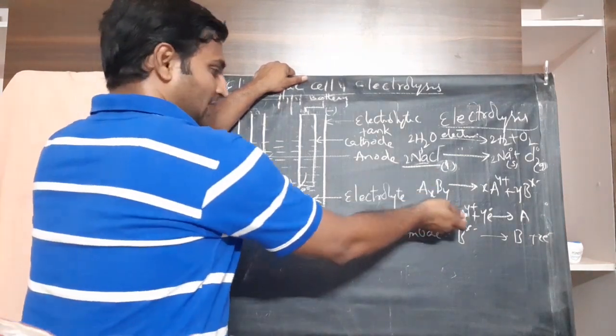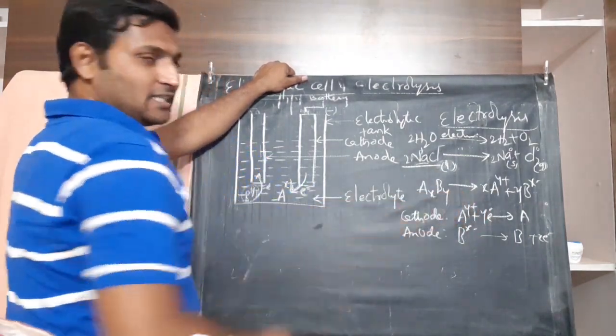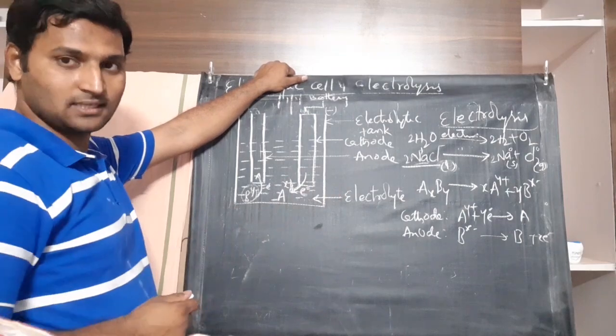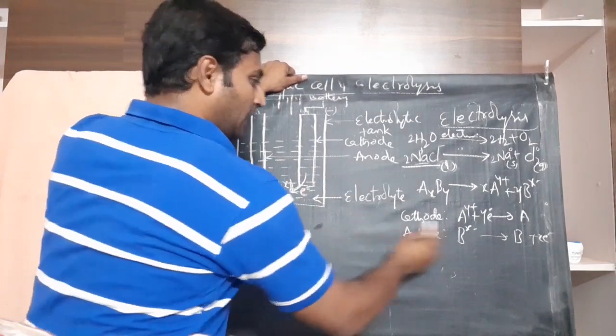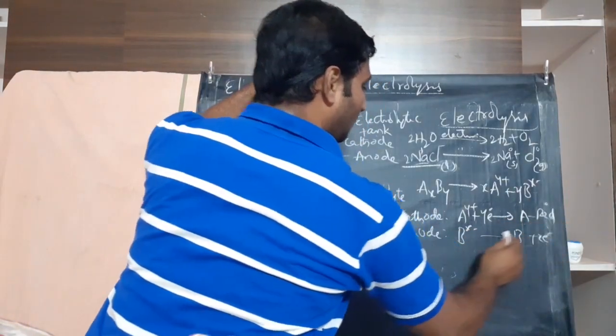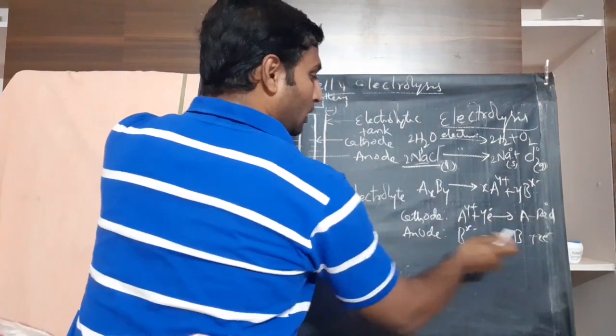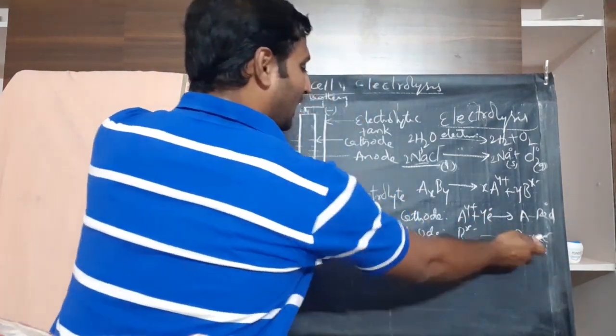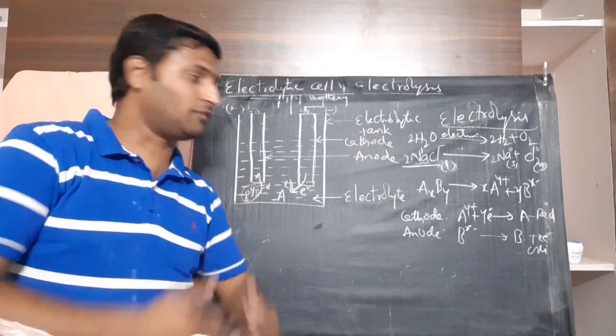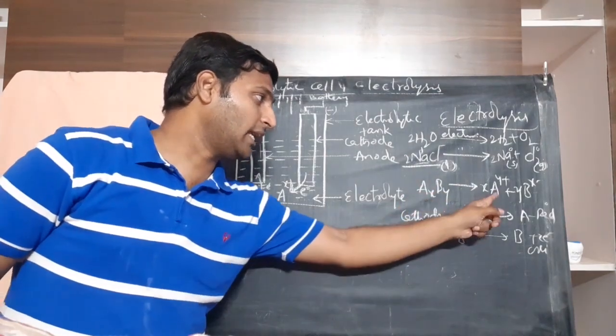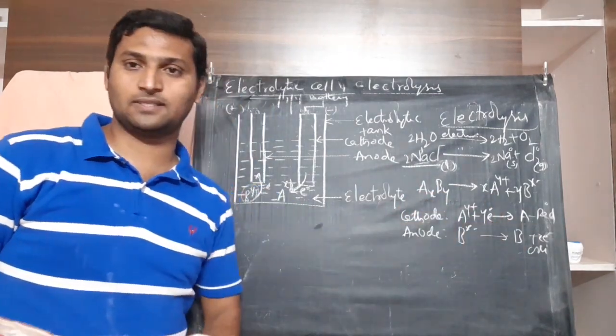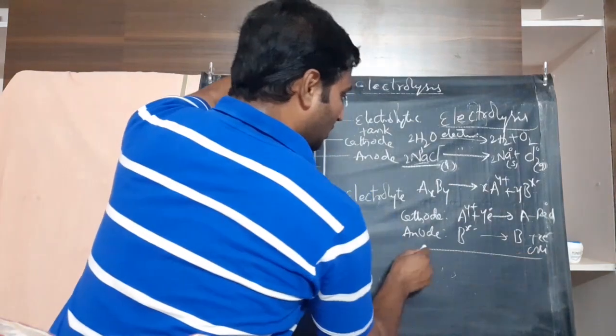Of course, X moles of AY plus and Y moles of BX minus. I am not exactly worrying about the balancing right now. So that means through reduction, cation became neutral. Through oxidation, anion became neutral. Through discharge of ions, a compound became its constituent elements. So if you take the net reaction, what happens?